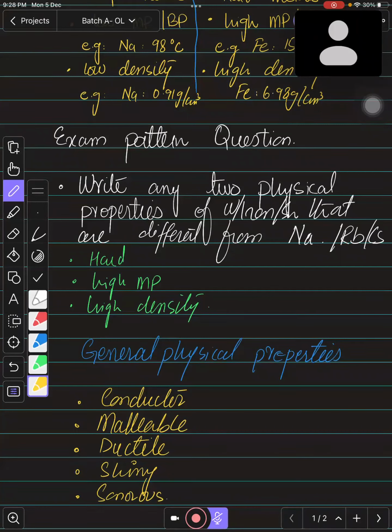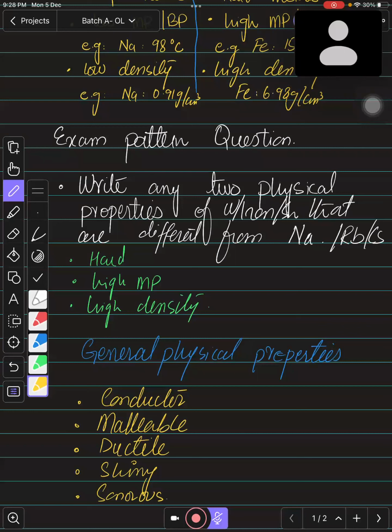Is that right, children? So if he asks you to tell any one or any two physical properties that are similar to sodium, or for suppose he asks to write down any two physical properties of scandium, now scandium is one of the transition metals, right? And they're asking for any two physical properties of scandium that are similar to alkali metals, and among alkali metals he may say rubidium or potassium or sodium or lithium. So you need to remember that all the metals are conductors, all the metals are shiny, all the metals are ductile. So you can use any one of the five, right? Right, children? Yes, sir.